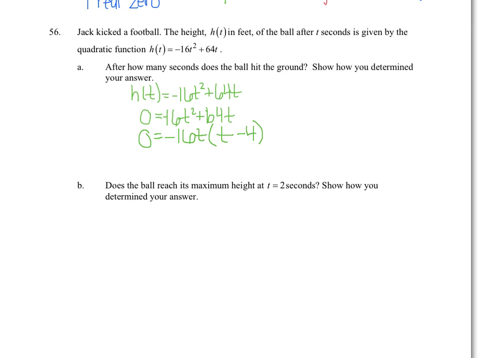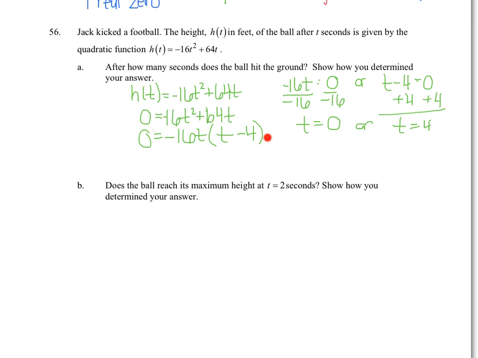Using the zero product property, we can say negative 16t equals 0, or t minus 4 equals 0. Negative 16t equals 0, I'm going to divide both sides by negative 16 and get t equals 0. Or t minus 4 equals 0, I'm going to add 4 to both sides and get t equals 4. These are my two solutions. These are the two solutions I have when the height is 0.